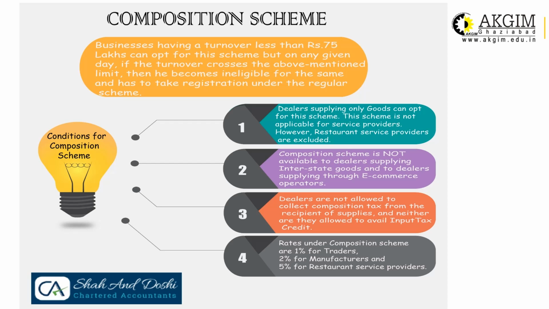The rate under the composition scheme is 1% for traders, 2% for manufacturers and 5% for restaurant service providers. 5% is for restaurants. Suppose the restaurant is in UP. So, for this 5%, 2.5% is CGST and 2.5% is SGST, the central component and the state component. Similarly, for traders, it is 0.5% each for CGST and SGST, and similarly for manufacturers.